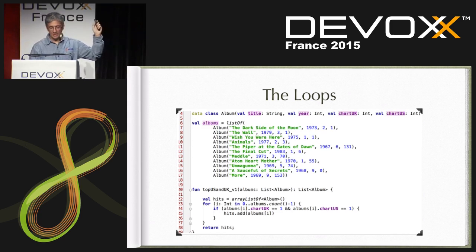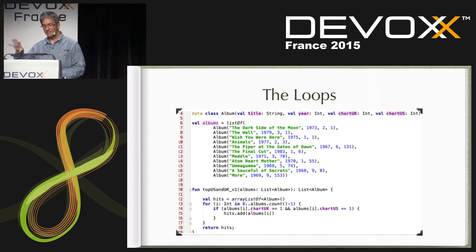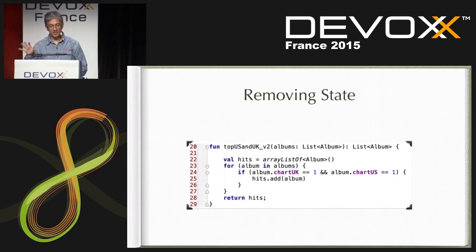So what I do is I take the list of albums and I loop through them and I come up with those where the hits were chart UK equals 1 and chart US equals 1, and then I add them to a list of albums and return them as hits. Loop, moving parts, etc. Let's try and simplify that. First of all, let's remove state.